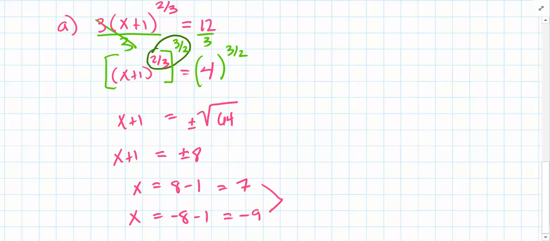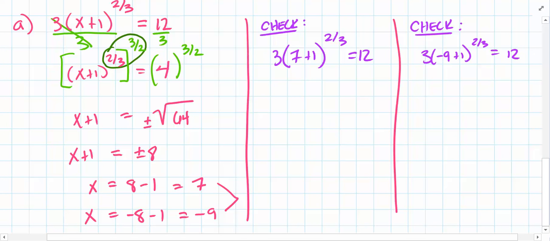Is everybody on board so far with me still? Okay, good. So let's check. Okay, so we have 2 solutions. We have 7 and we have negative 9. We want to check to make sure each of those works out.